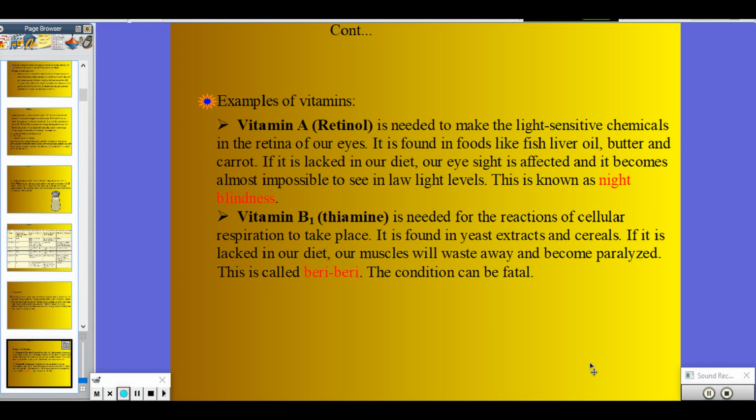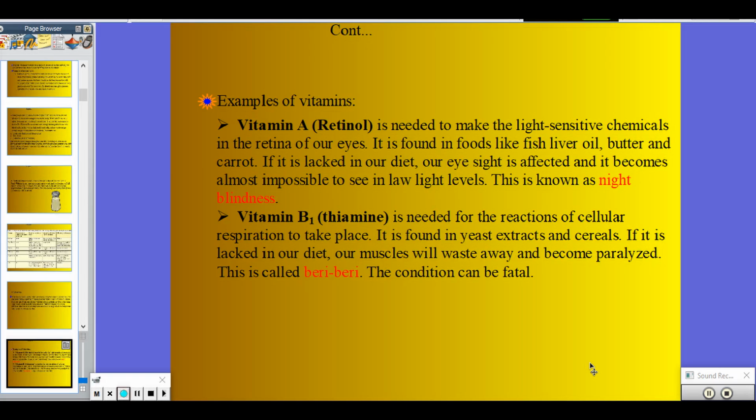So vitamins mainly act as raw material for the synthesis of coenzymes. Coenzymes are a part of enzymes. Examples of vitamins: vitamin A is retinol. It's needed to make the light-sensitive chemicals in the retina of our eyes. It is found in foods like fish liver oil, butter, and carrots.